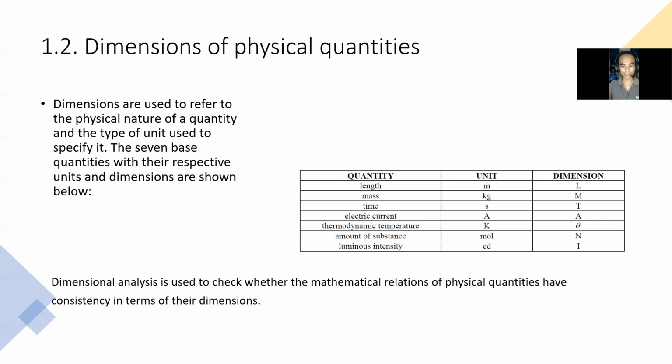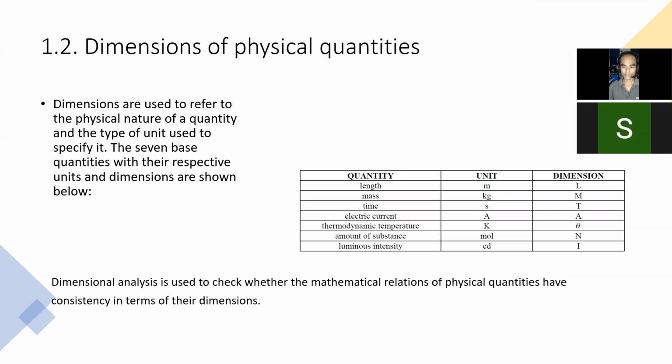So you can see that for the quantity length, the unit is the small letter m, but the dimension you see on the right side of the table. Can everyone see the table? Yes. Okay, so the dimension for length is capital L. Every letter for dimension is a capital letter.